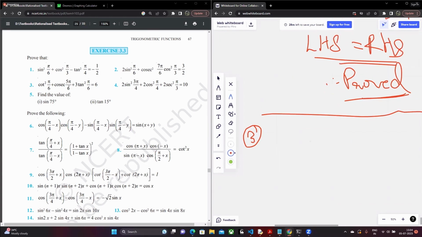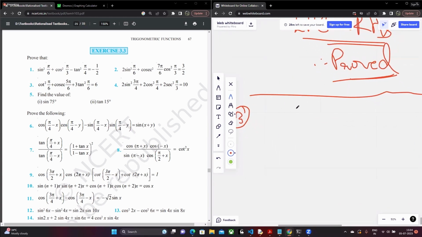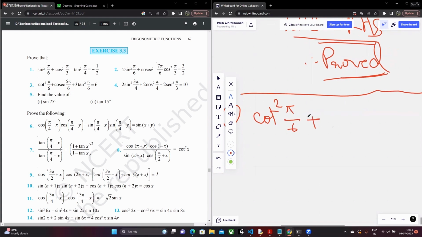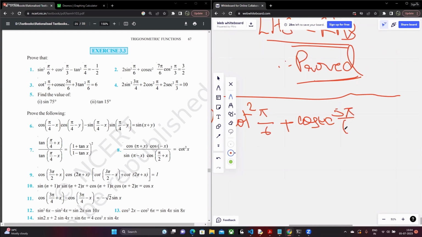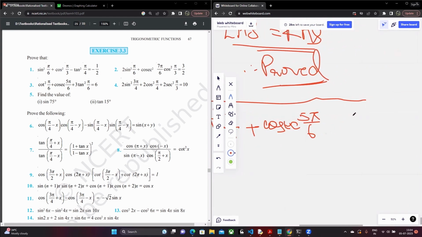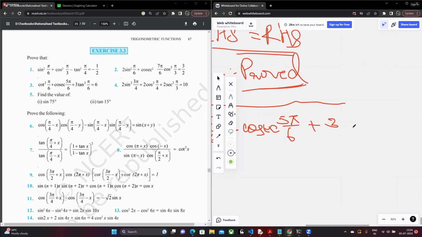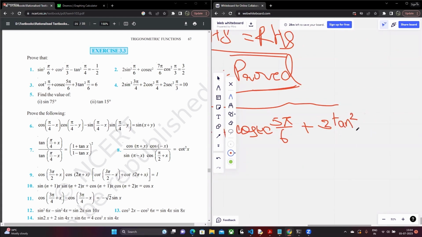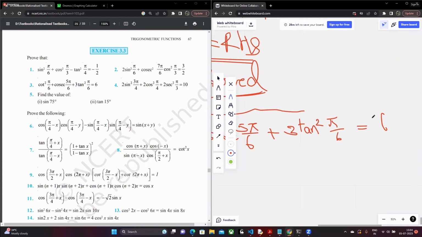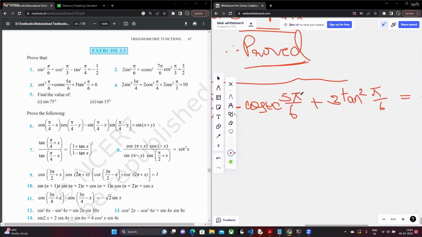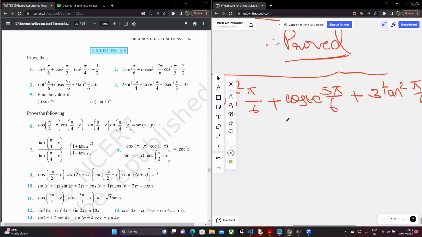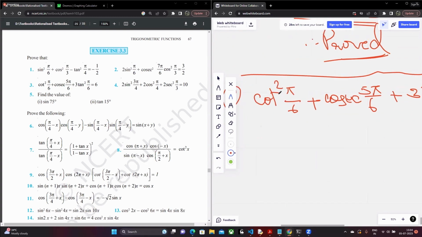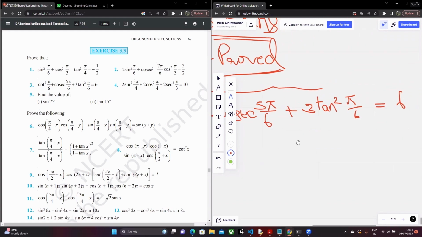Sorry for that. Cot square pi by 6 plus cosecant of 5 pi by 6 plus 3 tan square pi by 6 is going to be equal to 6. Right? First of all, note that this is pi by 6, this is 5 pi by 6, this is again pi by 6. All our standard angles, you can basically substitute the values of these standard angles inside the equation. You don't really need to think a lot on it, right?